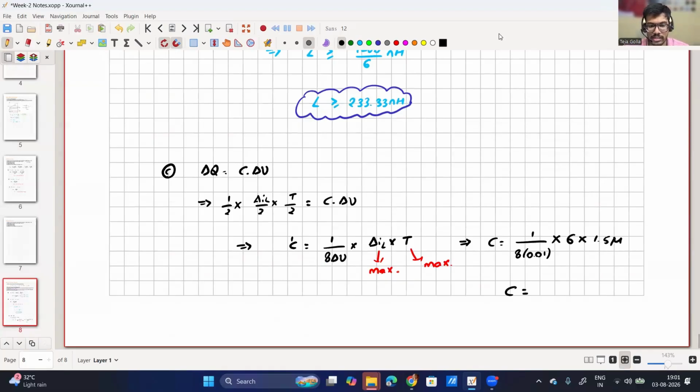So can anyone calculate this value? So let me also calculate. In the numerator, I have 6 into 1.5 micro. Let it be in micro. My denominator is 8 into 0.01. So I'm getting 112.5 micro. Is anyone getting the same?